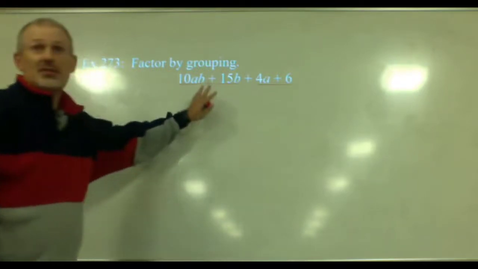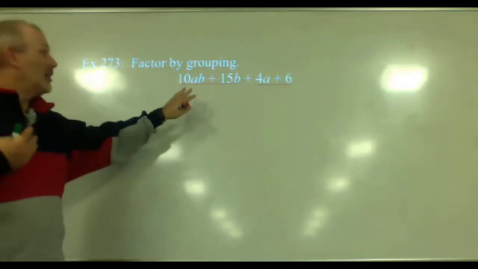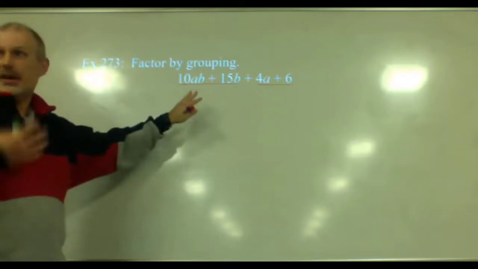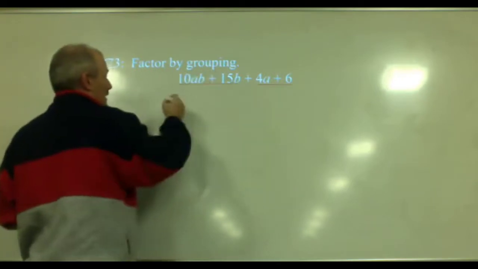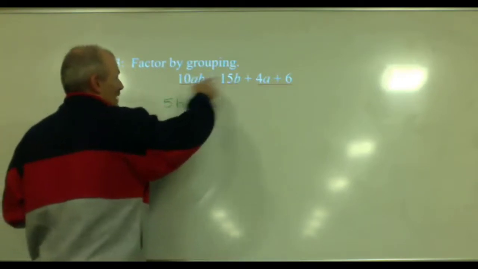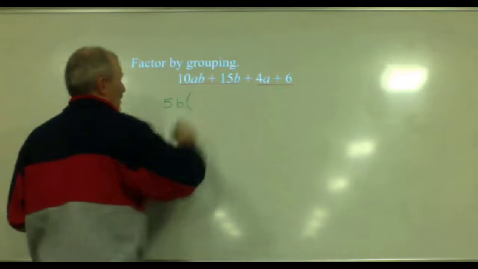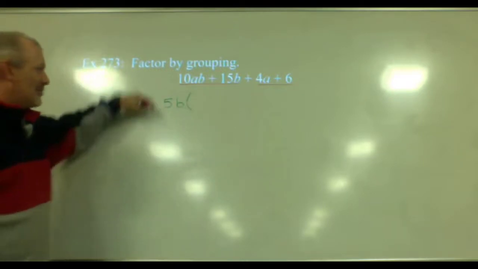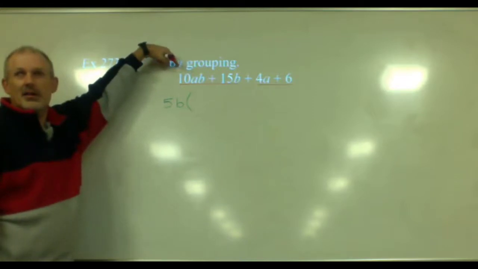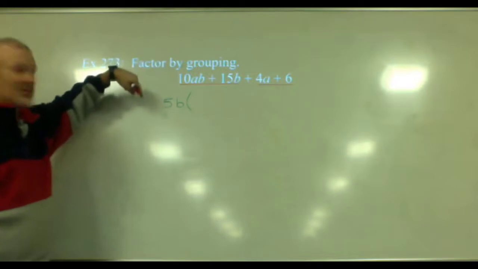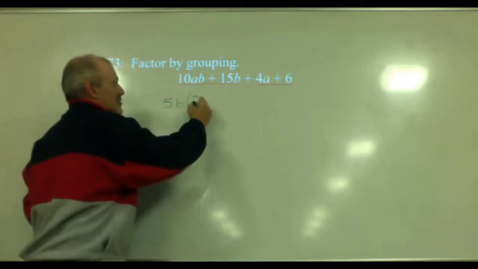In the first group, just these first 2, what do you see that we're going to be able to factor out of both of those? B. A B, and what else? 5. A 5. That makes sense? A 5 can divide evenly into 10 and 15. And also B can divide evenly into both of those terms. So just the first 2. Now, after we divide out the 5b from this first term, what's going to be left? 2a, because 10 divided by 5 is 2. And then we factored out the b, so we're going to have 2a.